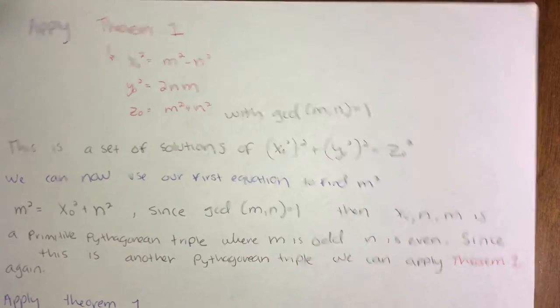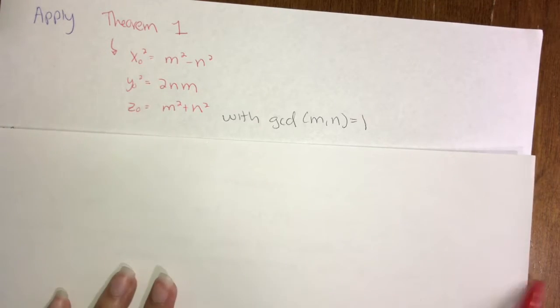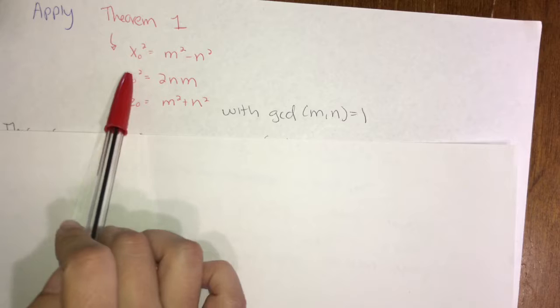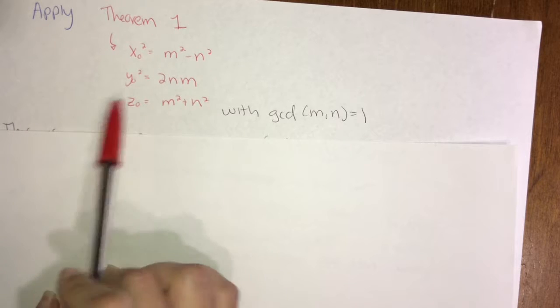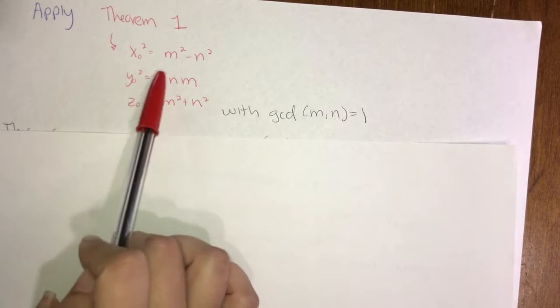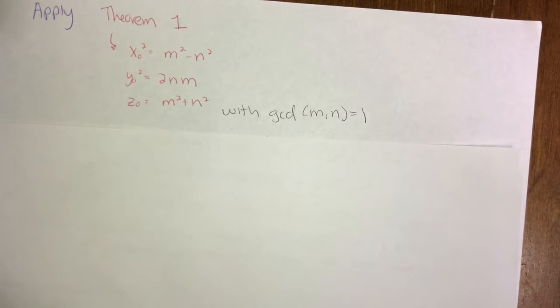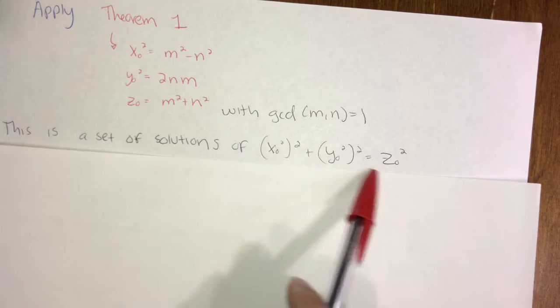Once we have that this is a primitive Pythagorean triple, we can apply theorem 1. Again, if you need to verify what theorem 1 is and why I'm applying it to the following terms, you can do so at the beginning of the video. So I'm going to apply theorem 1 for each term, and I'm going to have it in terms of m and n. As you can see here, x sub 0 to the second is going to equal m squared minus n squared, y sub 0 to the second is going to equal 2nm, and z sub 0 is going to equal m squared plus n squared. The GCD of m and n is going to equal 1. And this now creates a set of solutions for the following equation.